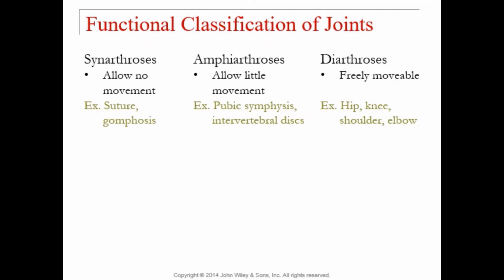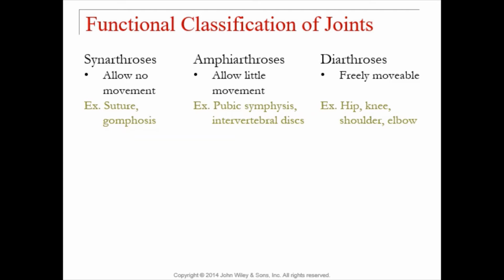So your pubic symphysis, which is a cartilaginous joint structurally, is an amphiarthrosis joint functionally, because that cartilage allows for a little movement, like in the pubic symphysis. Another example is the discs in your spine.